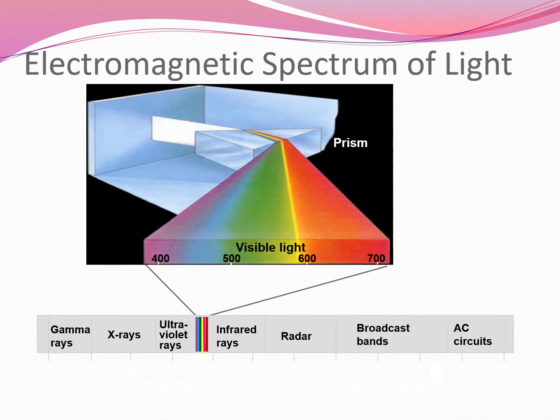So here's just an example of it. You see this whole thing, you got gamma rays, X-rays, ultraviolet rays, and then you see the visible light, right? You see the electromagnetic spectrum that we can actually see, this small little part right here. Then you got infrared rays, radar, broadcast bands, AC circuits, things like that, which is amazing, that we actually see a very, very small part of that.